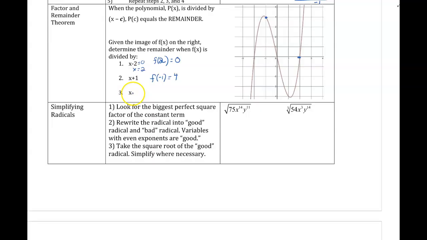Last, for x, if I were to find the 0 of that divisor, it would just be x equals 0, so I'm evaluating for f of 0. At 0, I'm actually on that function. Corresponding height then, again, is 0.